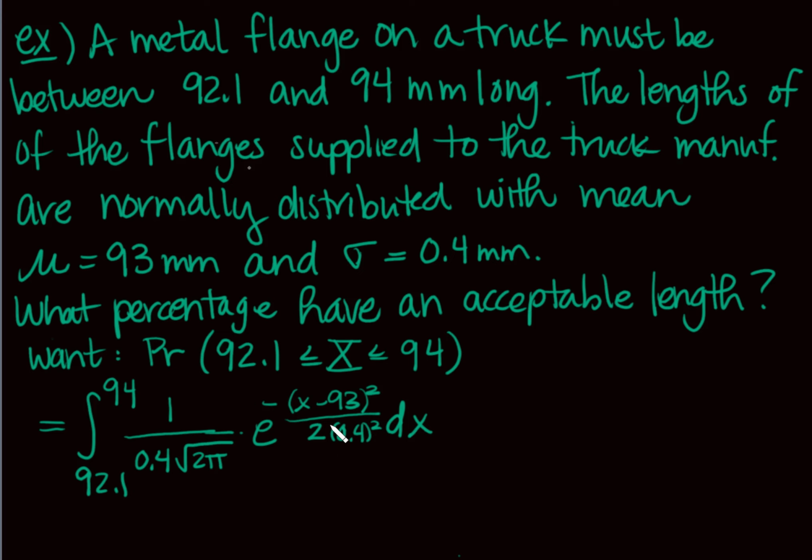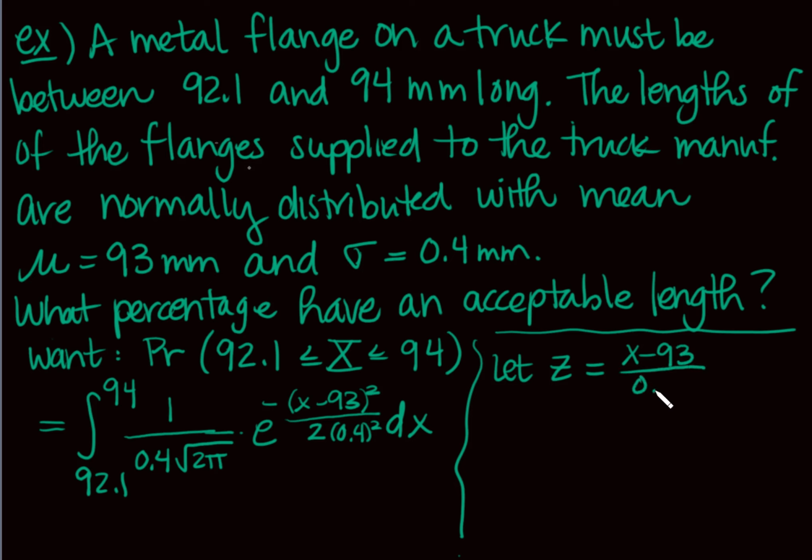I don't know how to integrate this, so I have to change this into a standard normal variable so I can use my cool appendix chart. So I'm going to do a little bit of work here to force this to happen. It's kind of like substitution. I'm going to let z equal x minus 93 over 0.4.